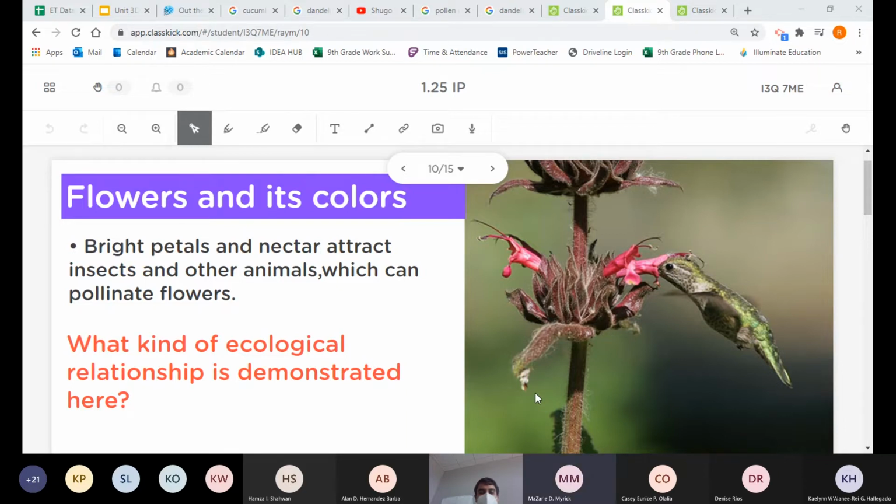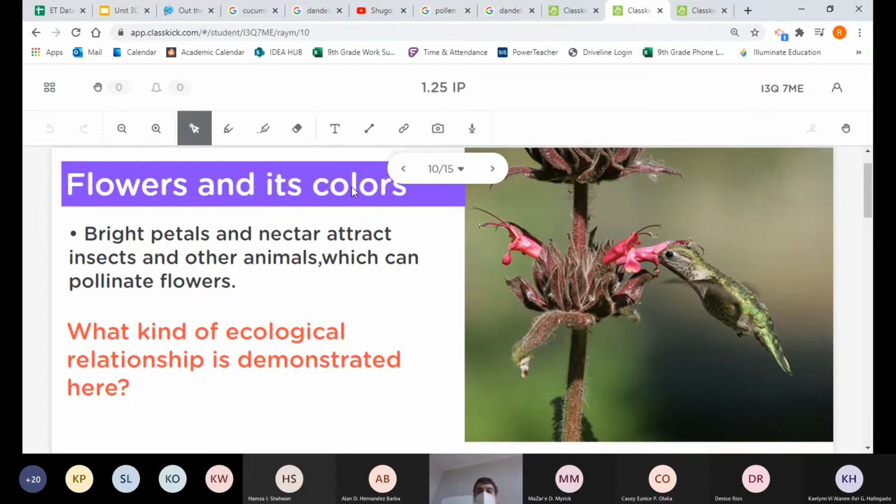I can read it if you want me to. Sure, Mazari, thank you. Bright petals and nectar attract insects and other animals which can pollinate flowers. Very good. So you'll notice here that this hummingbird is kind of getting into this plant.